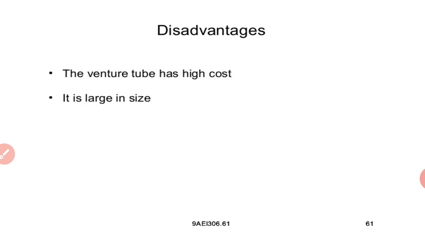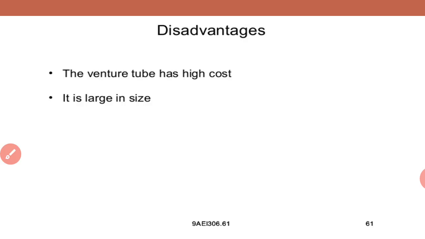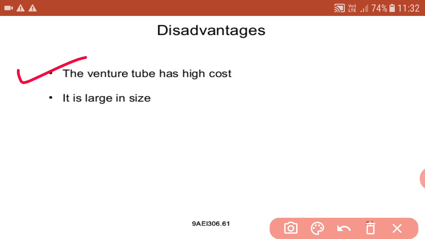Now disadvantages. Its cost is high. The Venturi tube has high cost, and it is large in size. Large in size means Venturi tubes are not useful below 76.2 mm pipe size. It means if our pipe size is below 76 mm, then we cannot use Venturi tubes.